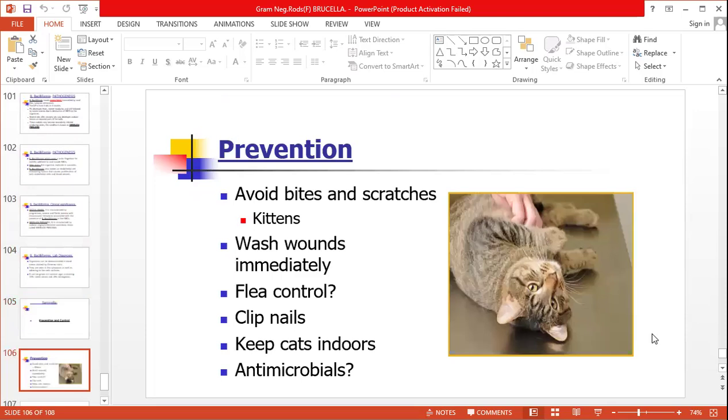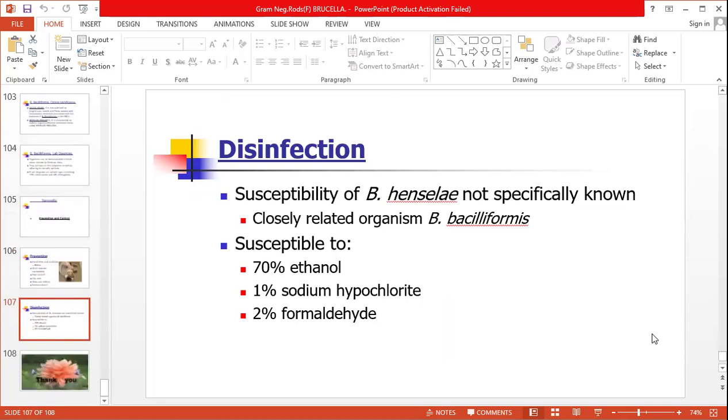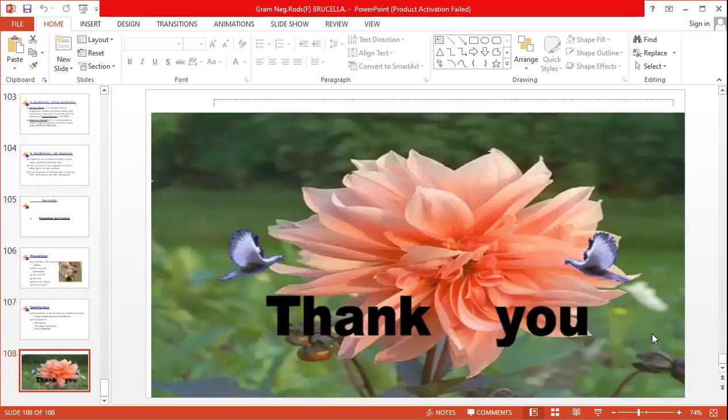Prevention and control: avoid bites and scratches from kittens. Wash wounds immediately. Flea control. Clip nails. Keep cats indoors. Antimicrobial: the severity of the Bacillus is not usually specified. Susceptible to 70% alcohol, 1% sodium hypochlorite, and formaldehyde.